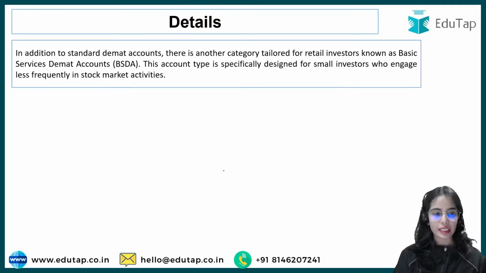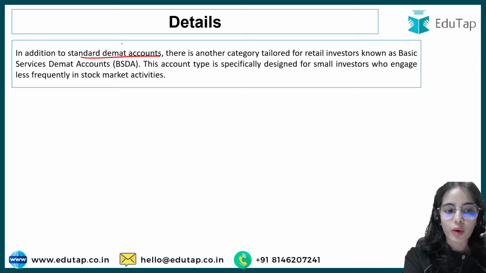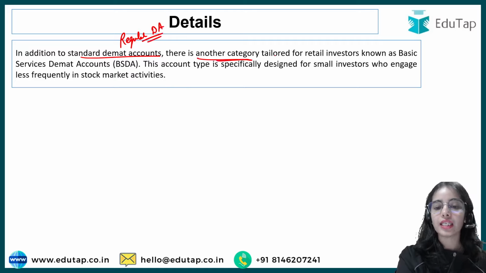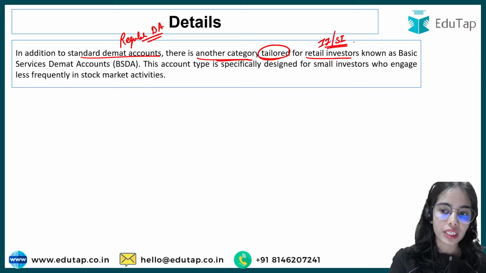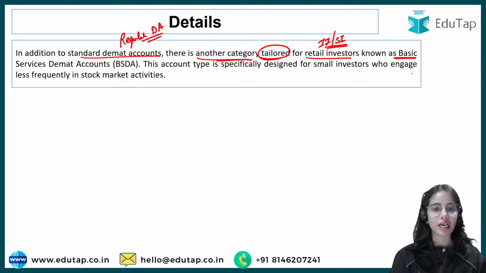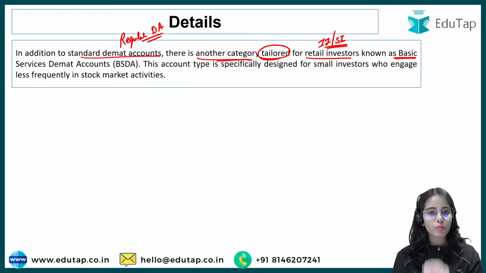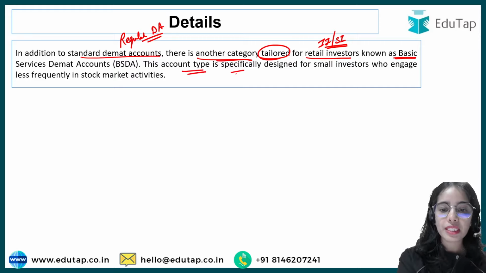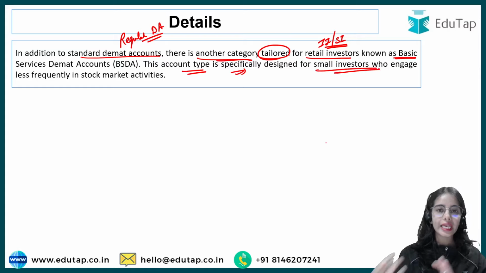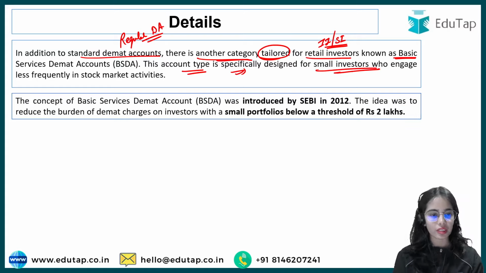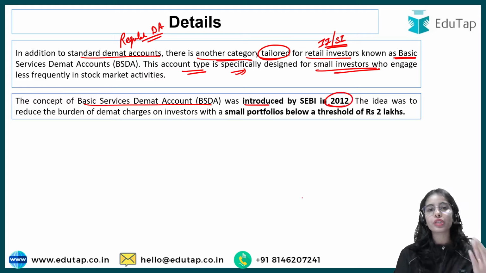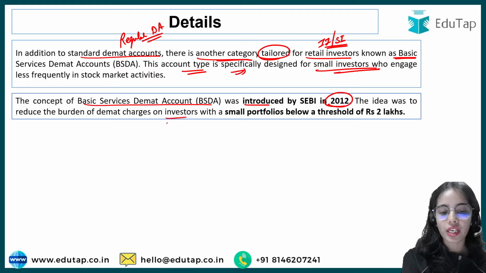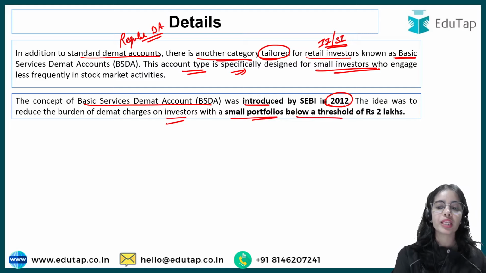So starting with the BSDA, in addition to the standard demat accounts, in addition to the regular demat accounts, there is another category that is provided for the retail investors, for the individual investors or the small investors, we can say. This is known as basic services demat account, that is specifically for the small investors, okay? This account type is specifically designed for the small investors who engage less frequently in the stock market activities. So the concept of BSDA was introduced by SEBI in 2012, and the idea was to reduce the burden of demat charges on investors with small portfolios below the limit of rupees 2 lakh.